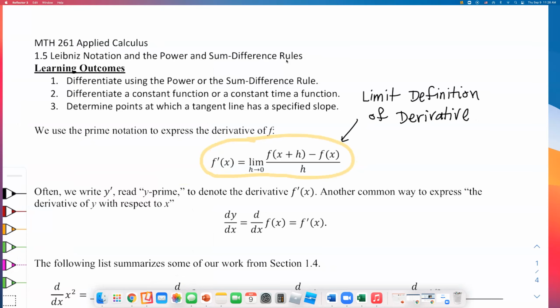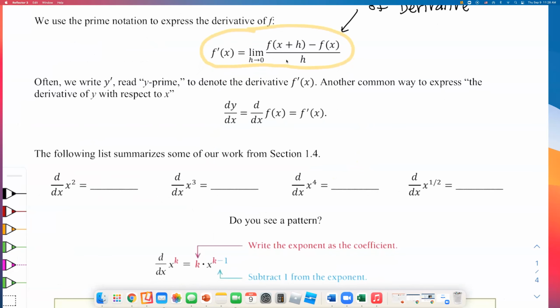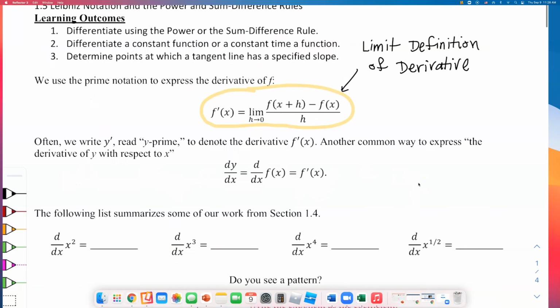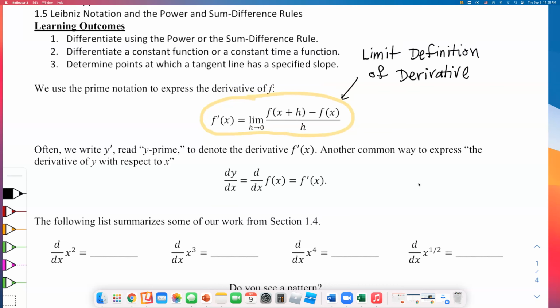So using the power rule, I'm going to find the derivative of four different functions. But guys, I typed up so many different things. I should read this with you. We use the prime notation to express the derivative of f. So if you have f of x, what you and I will be doing from now on is finding f prime of x. Okay? How do you read this? We say f prime of x, and this is the derivative of f of x.